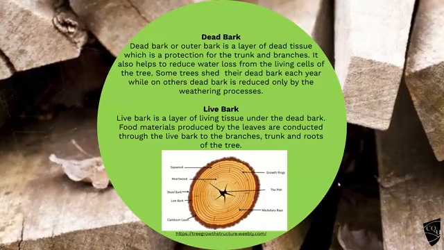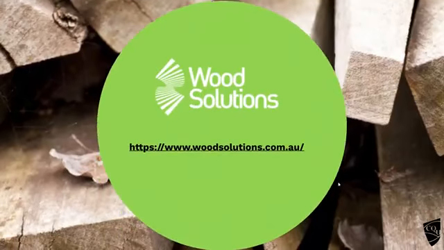The live bark is the living tissue just under the dead bark. That's where all the materials, food, all that sort of stuff, they all go up and down the tree, from the roots to the tree to the branches. So that's the part that is the most alive of a tree.